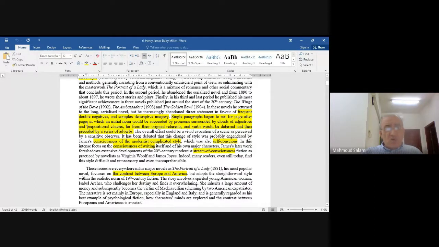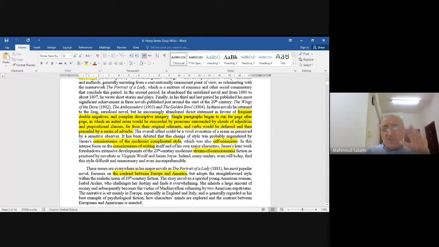Notice here the frequent double negatives, for example. He frequently uses double negatives and complex descriptive imagery. For example, single paragraphs began to run for pages. Come on, pages and pages as one paragraph. And sometimes very, very long sentences, which is really annoying to me, and you have to really stay wide awake to see what's going on.